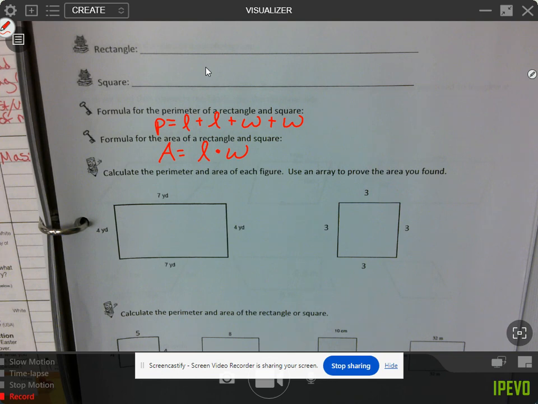Show me thumbs. How do we feel about perimeter and area? This is a PO because you were introduced to it last year. So if we're still a little shaky on it, you can go back and look over the homework and just kind of refresh your memory on it. So the square and the rectangle we've used a lot in our math packets.